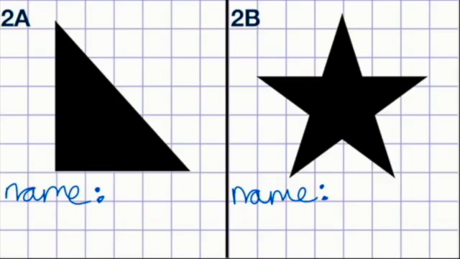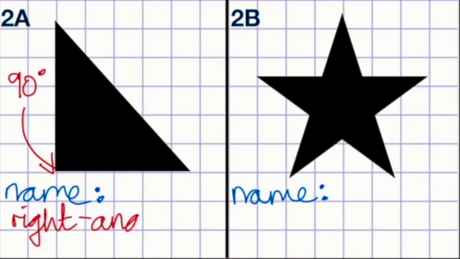Okay, so 2A is a triangle. However, it's actually called a right angle triangle, and that is because this angle is 90 degrees. It's a perfect corner there. Now, you can tick it if you put triangle. However, if you put right-angle triangle, you can have bonus points for that.